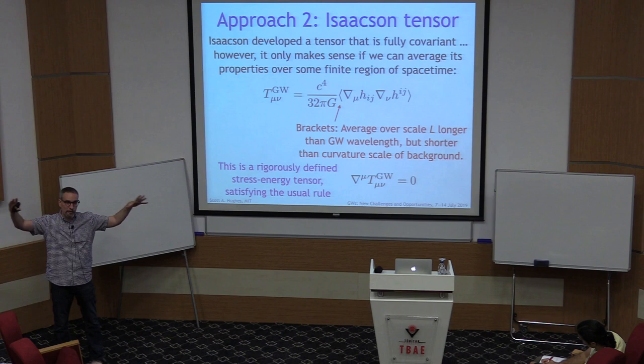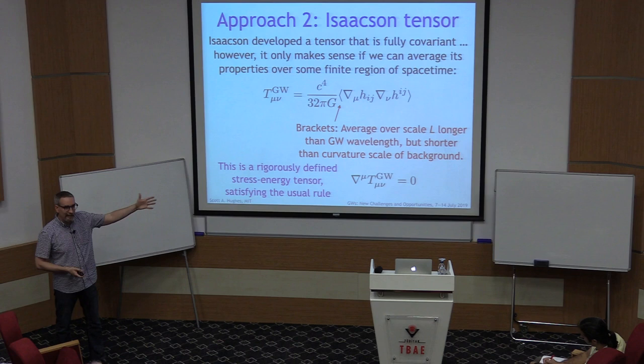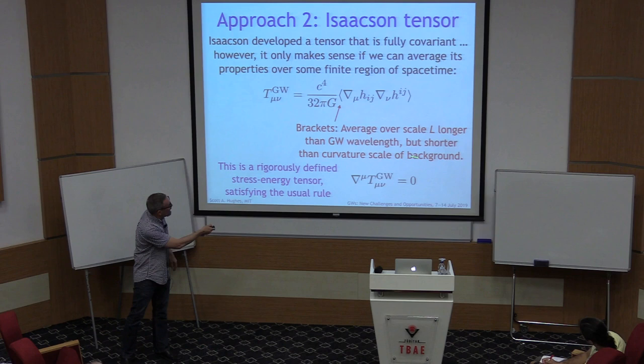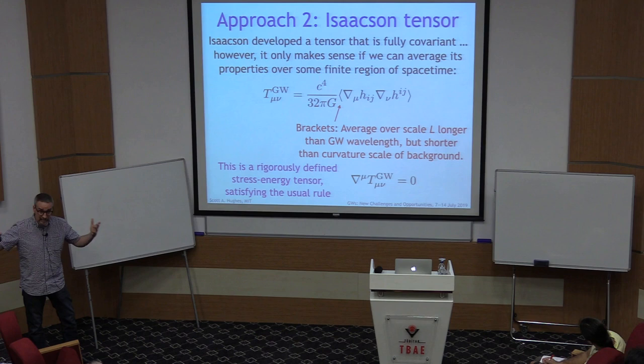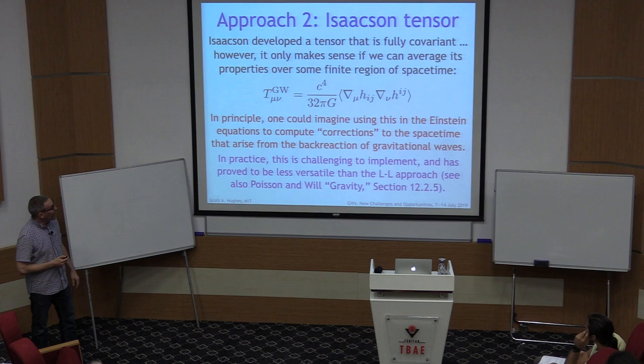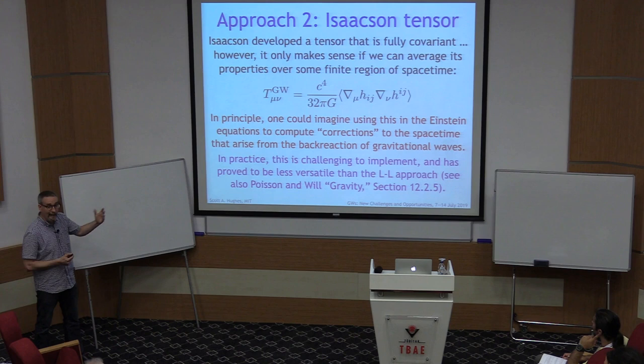Okay, so there's sort of a two length scale approximation that's been introduced here. Once you do that, then it will turn out that this satisfies the usual conservation rule, and you can use this quantity to define a sensible notion of a flux of gravitational radiation. In practice, one could imagine using this to compute corrections of the space-time, and in fact one does this, at least for circular binaries.